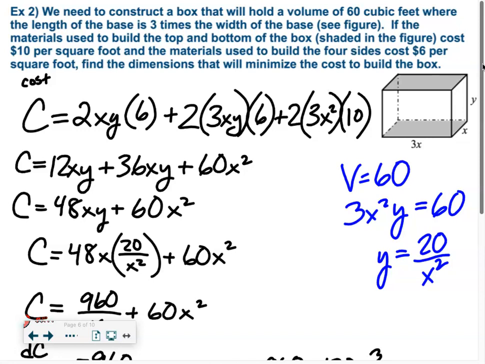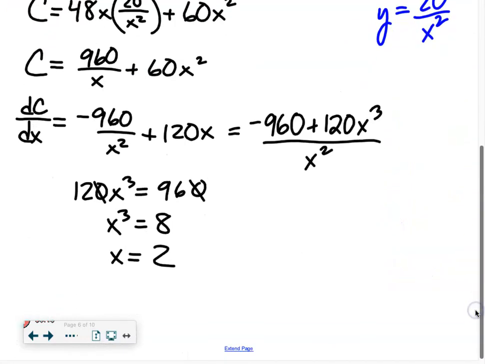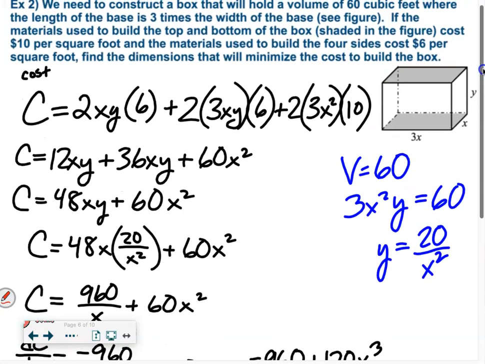So our dimensions would be 2 by 6 by 5, or if you want to write in increasing order, our dimensions would be 2 by 5 by 6, and I think the units were feet. Feet.